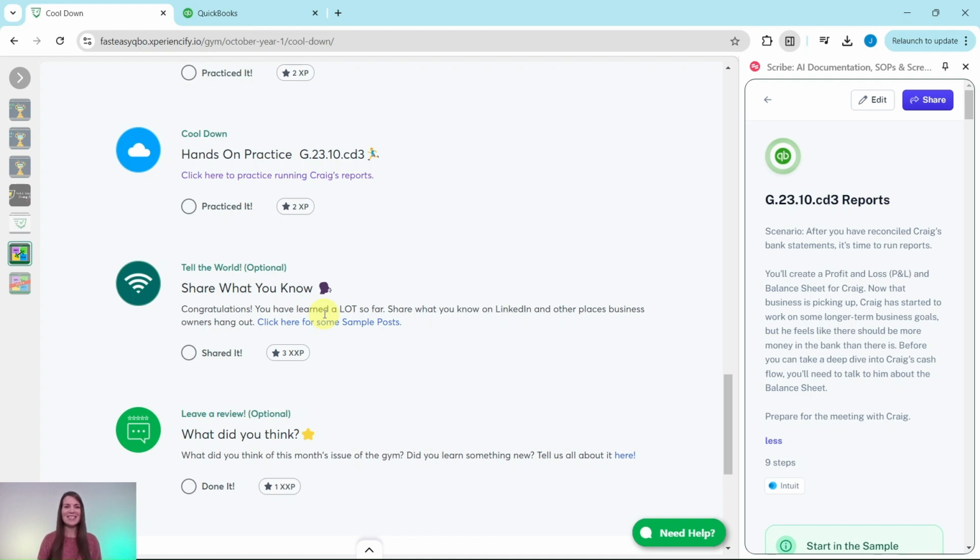So let's dive into today's exercise where we're going to practice running Craig's reports. Go ahead and click on that link to have the exercise come up for you. I have it here on the right side of my screen, so let's read through the scenario. After you have reconciled Craig's bank statements, it's time to run reports. You'll create a profit and loss, or P&L, and balance sheet for Craig.